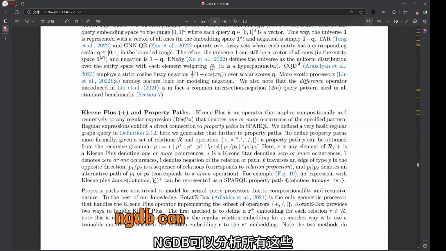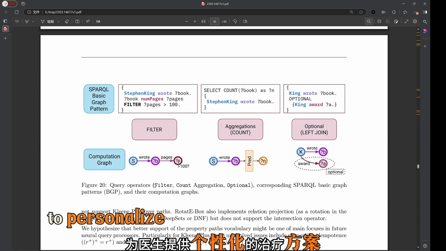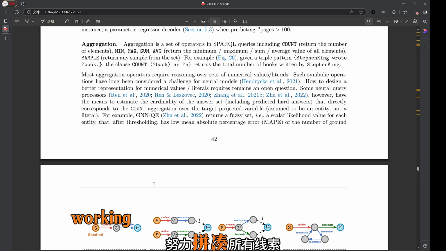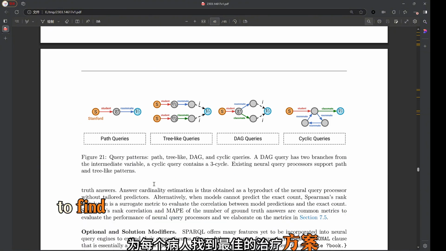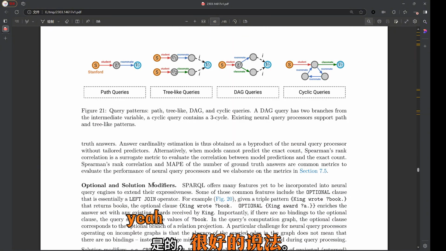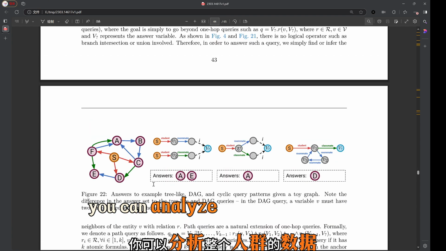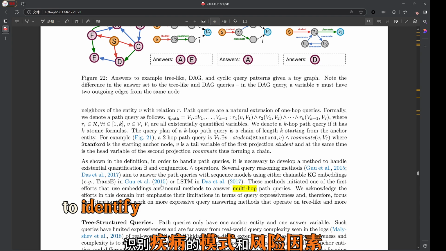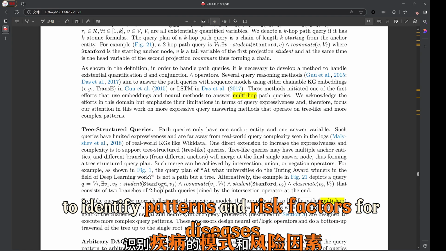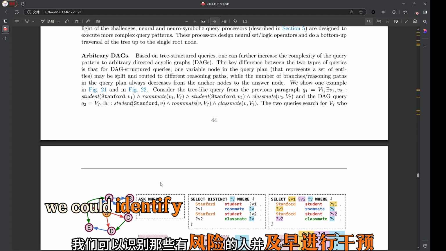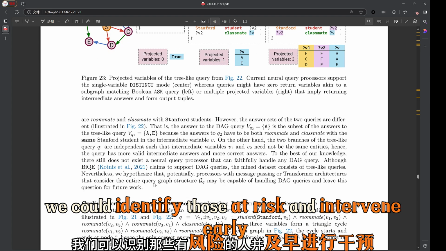Wow. An NGDB can analyze all of that to personalize treatment plans for doctors. So it's like having a medical detective working to piece together all the clues to find the best course of action for each patient. Yeah, great way to put it. And it's not just about individual patients either. You can analyze data from whole populations to identify patterns and risk factors for diseases. That could revolutionize preventative care, right? Instead of waiting for people to get sick, we could identify those at risk and intervene early.